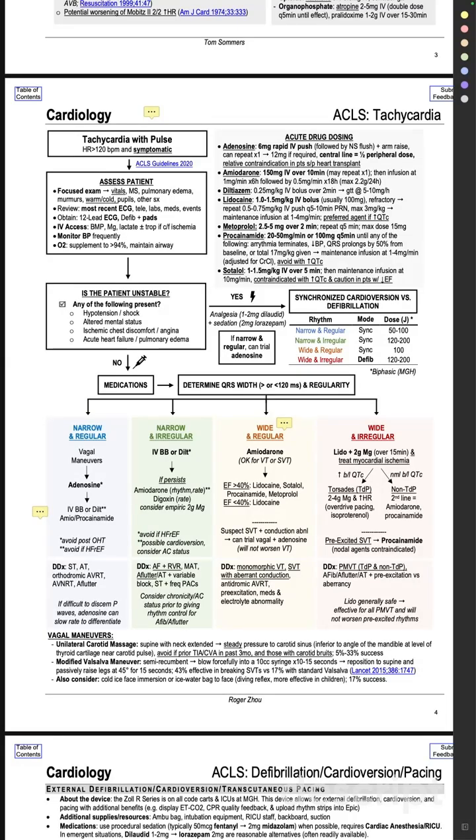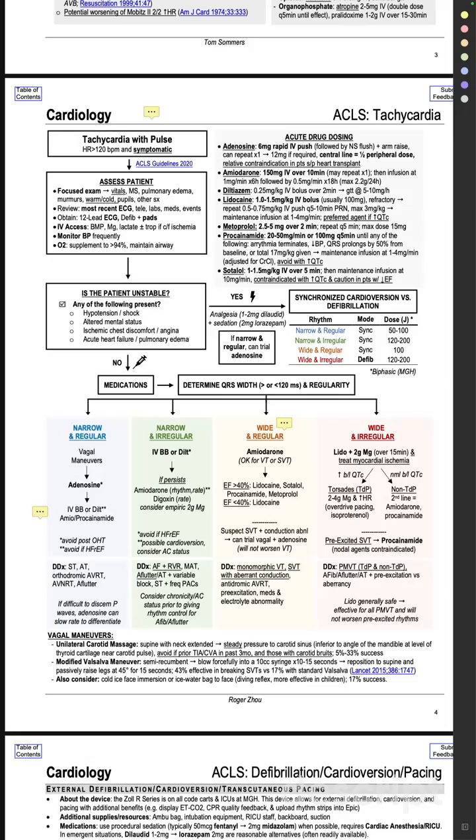And then, is the patient unstable? So do they have any signs of hypotension, shock, altered mental status, ischemic chest discomfort, angina, or acute heart failure, pulmonary edema? If so, then you want to go straight to shocking. Prior to shocking, you want to give analgesia to help them relax and not feel the pain. So you give 1 to 2 milligrams Dilaudid and sedation, 2 milligrams lorazepam, and you do either synchronized cardioversion or defibrillation.